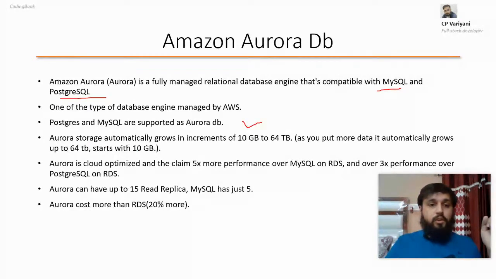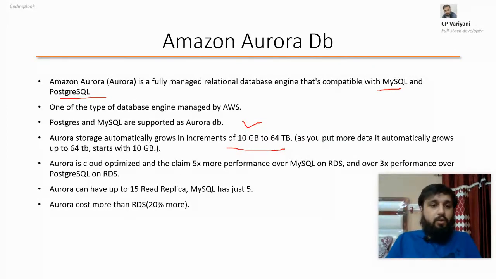Aurora storage automatically grows in increments. Here we come to the first benefit. It grows in increments from 10 GB to 64 TB. That means if you keep inserting data into your database, and there is a limit at some endpoint, you do not need to worry. The database would automatically grow up to 64 terabytes.